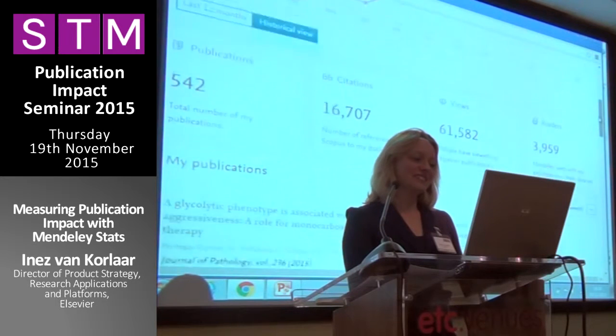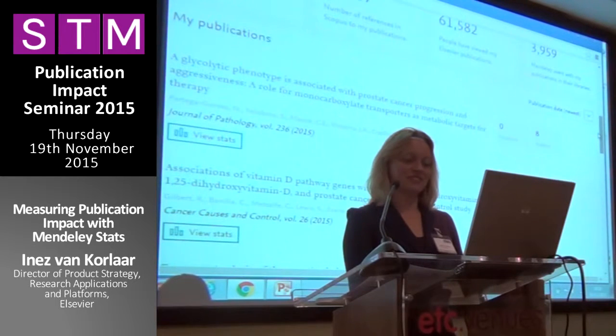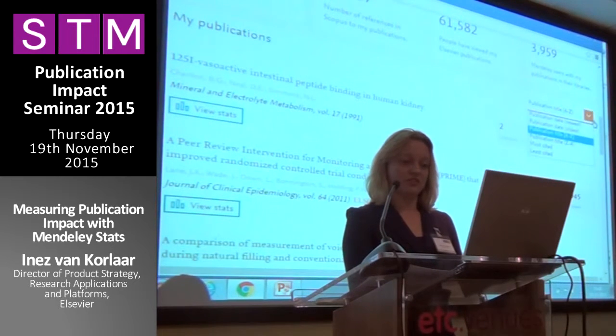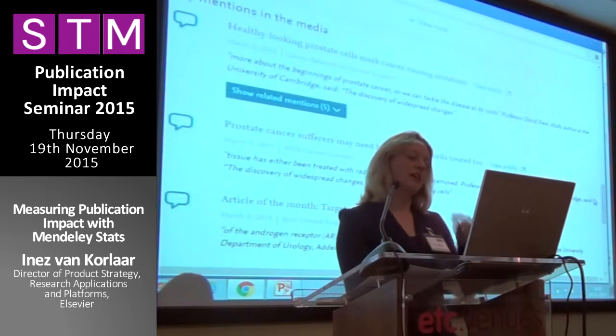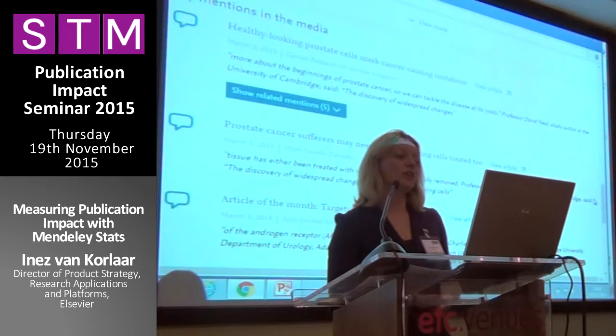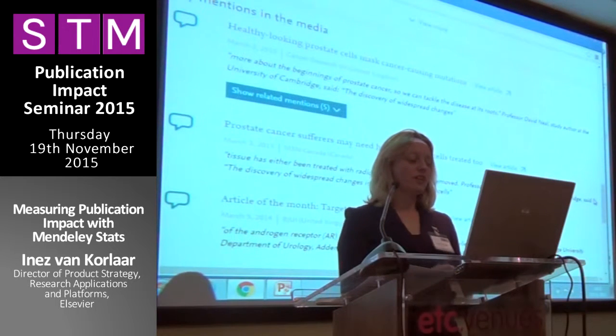So scrolling down this list, again, you get the list of publications. You can sort in various ways, for instance, publication title, most cited, least cited. And scrolling even further down, you'll get the mentions in the media. So that's based on a Newsflow algorithm. So you'll be able to find where in the media your work has been mentioned.